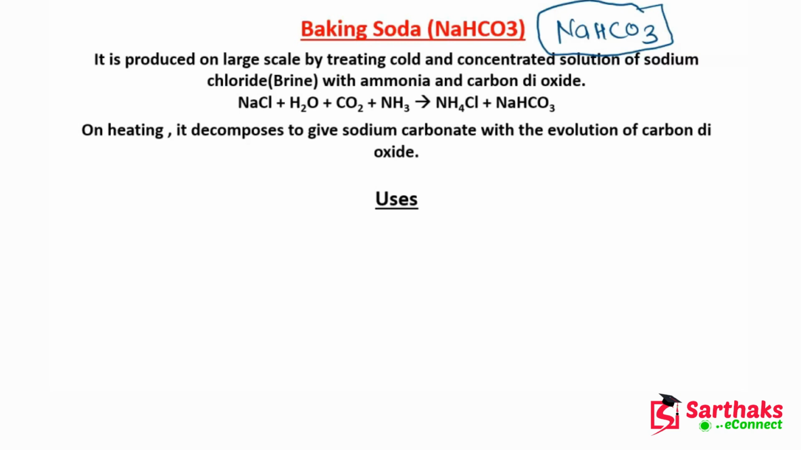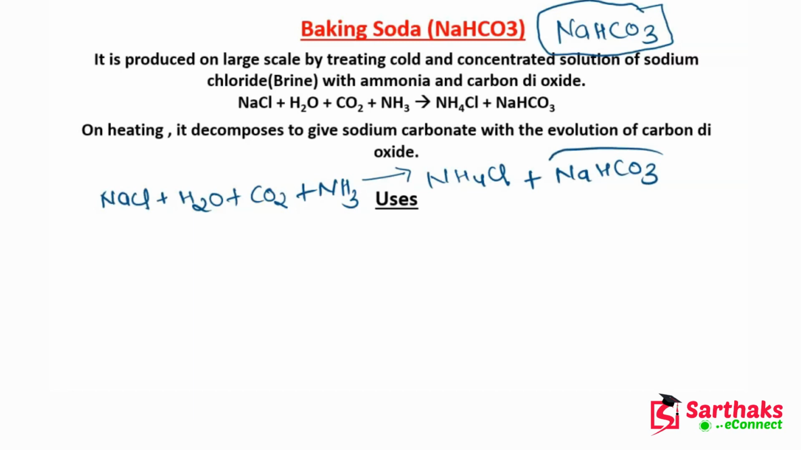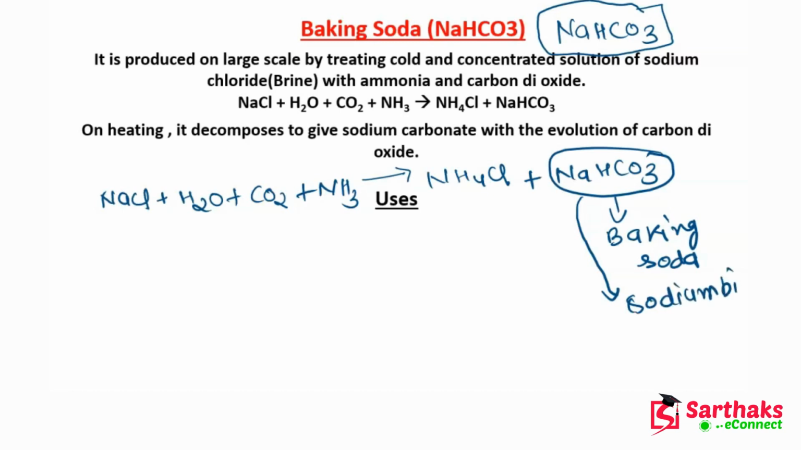So let me write down this equation. What we have taken? We have taken NaCl, which is sodium chloride, common salt, and water and carbon dioxide, and this NH3 which is ammonia. So when these react, it will form NH4Cl, which is ammonium chloride, plus NaHCO3, which is baking soda. The chemical name for this NaHCO3 is sodium bicarbonate.